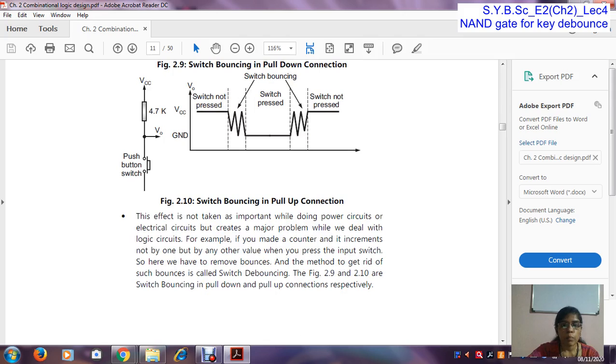Okay, so for example, if you made a counter and it increments not by one but by any value when you press the input switch. So here we have to remove the bounce. And the method to get rid of such bounce is called switch debouncing.